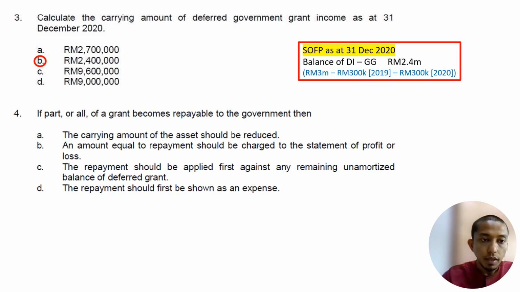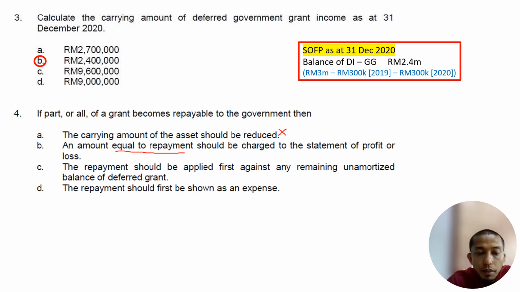All right. If part or all of the grant becomes repayable to the government, then the carrying amount of the asset should be reduced. Is it? No, right? Because this is not a write-off against the asset. So the carrying amount of the asset is still maintained. Deferred income is only reduced. And an amount equal to repayment should be charged to the statement of profit or loss. No, we are not going to charge the full amount equal to repayment. We just need to write off the deferred income first, and the loss is based on the difference, right?